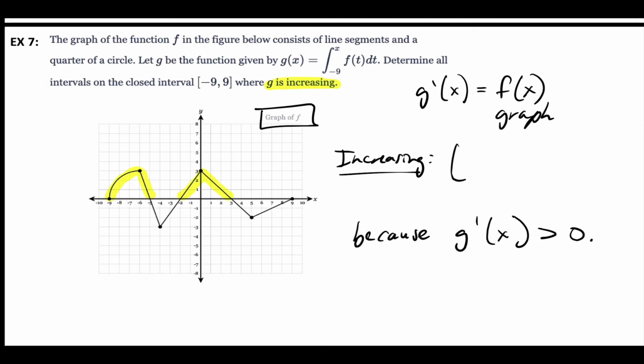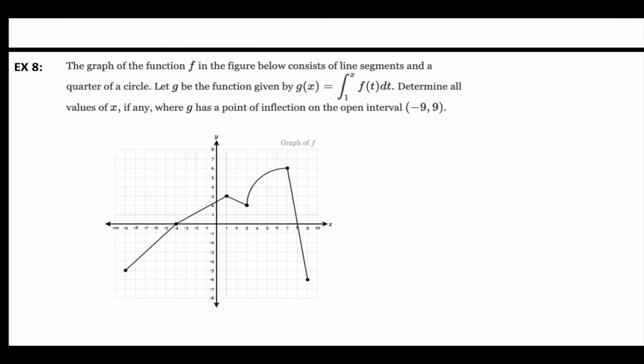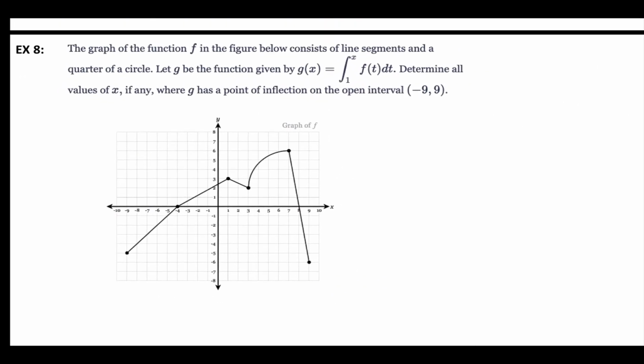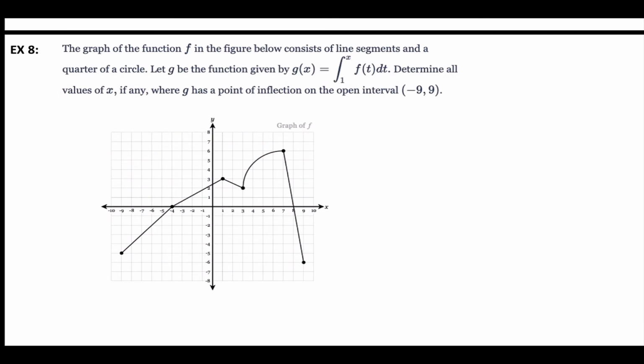So from -9 to -5, or -2 to 3, because G prime is positive. Sorry, G prime is positive. Okay. All right, do number 8 now. If you haven't already, do number 8. Point of inflection.